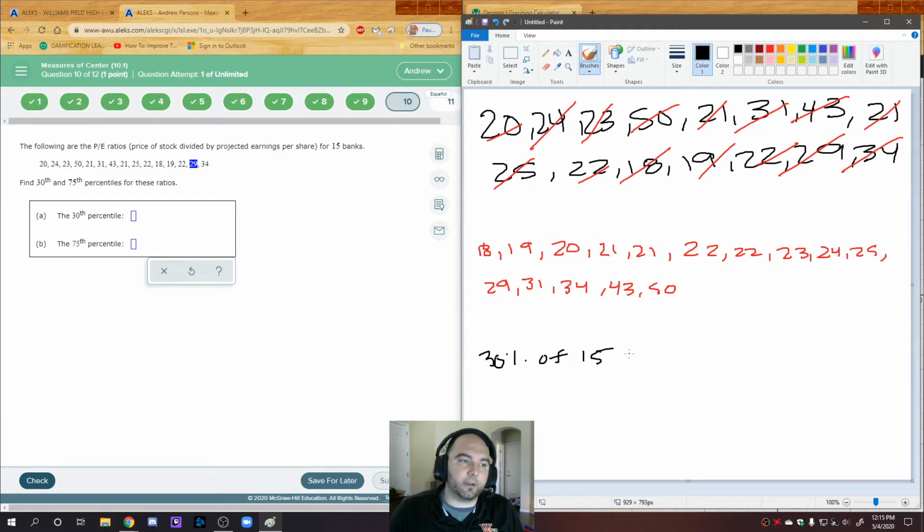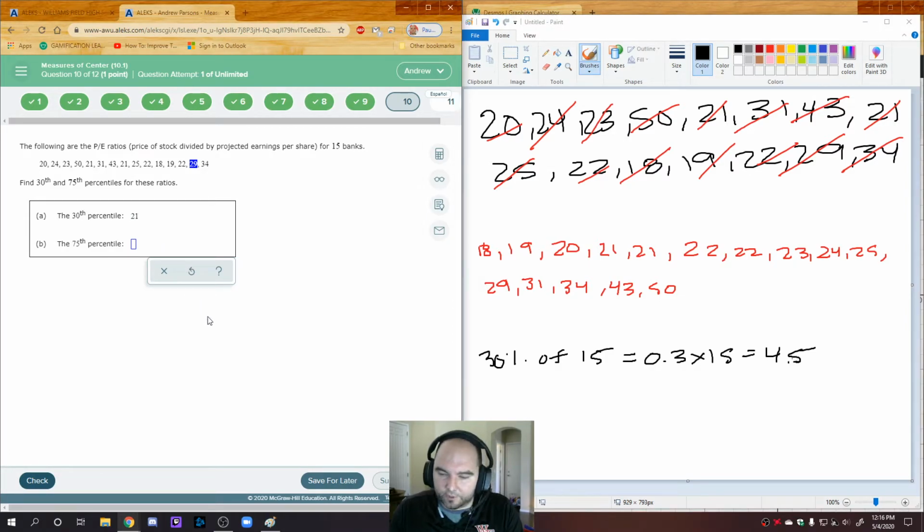So you need to get a calculator out or something. It's 0.3 times 15. Calculator would say that's 4.5. Now the problem is that's not a whole number. I can't go over 1, 2, 3, 4.5, right? So what that means is you'll need to round to the next highest or lowest. The good news for us is 4.5 falls right here between 21 and 21. So the 30th percentile would be 21.